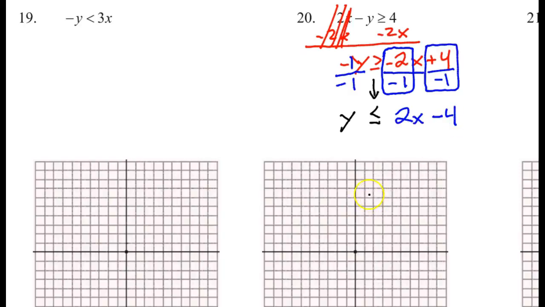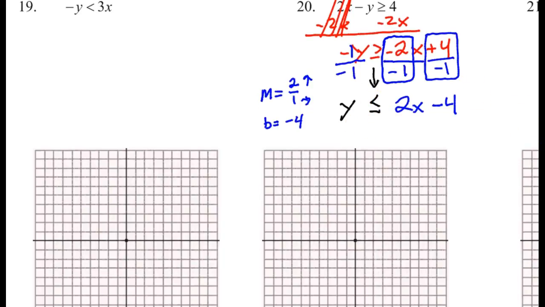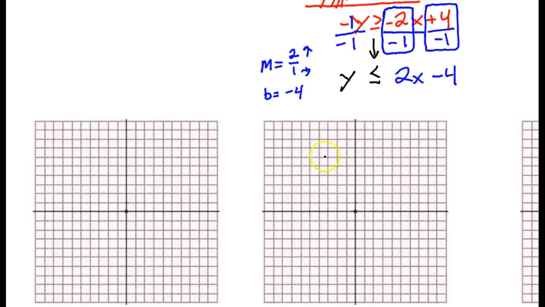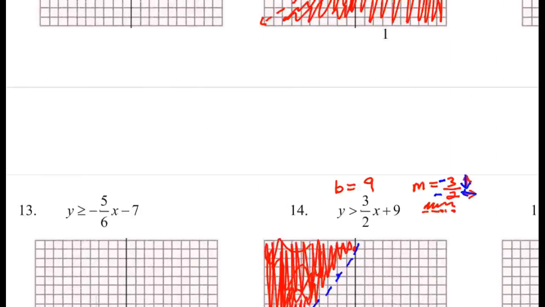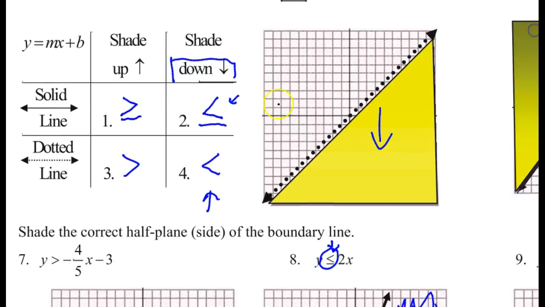-4. Okay, so we have a slope of 2/1. That's up 2, right 1. We're going to start at -4. And what about the shading? Is this shaded up or down? It's shaded down, so less than. Use the table. And is it a solid or a dash? Solid. Easy. Look back over. There it is.